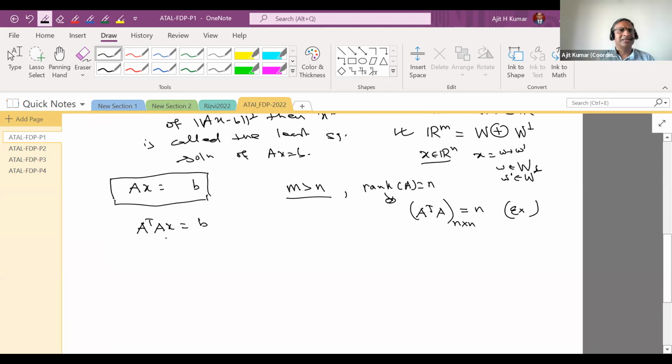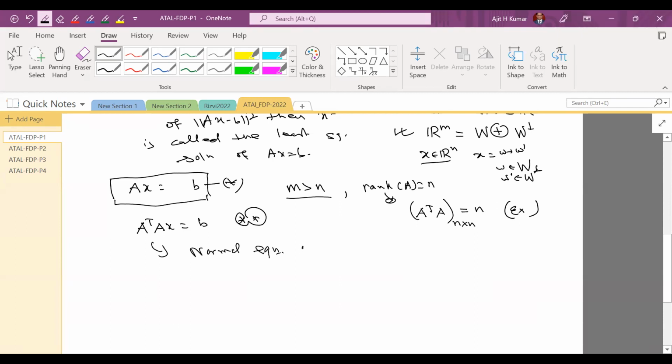Now I have not done anything here. Multiplying by A transpose is just a kind of scalar multiplication of these equations, right? So if X is a solution of this, it will be a solution of this. So any X which is a solution of equation star is also going to be a solution of this double star, and this is what is called the normal equation of star.